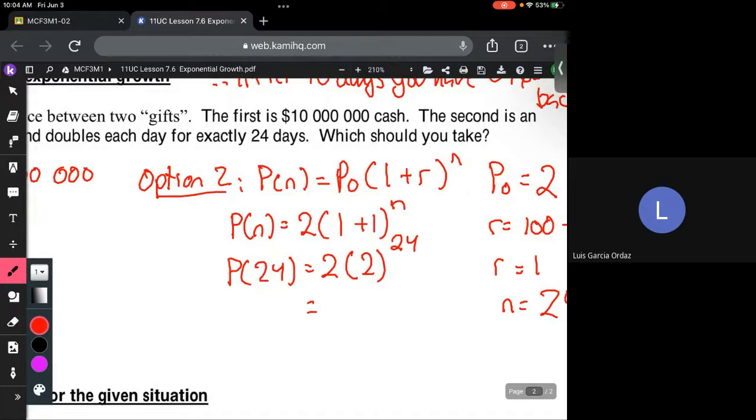It's a big number. I don't know how to say this. What, 33 million? Yeah, 33 million. 554,432. What? I can't even say this.